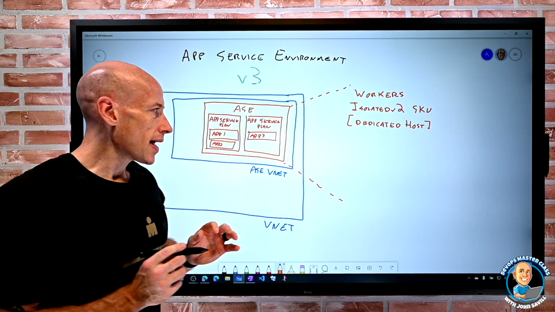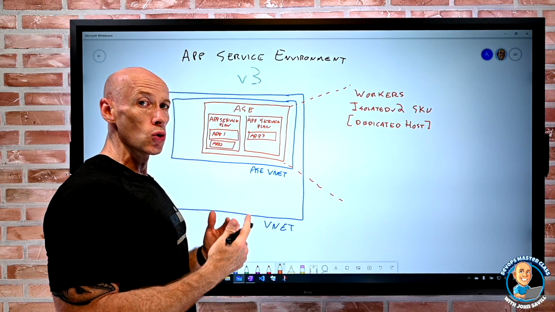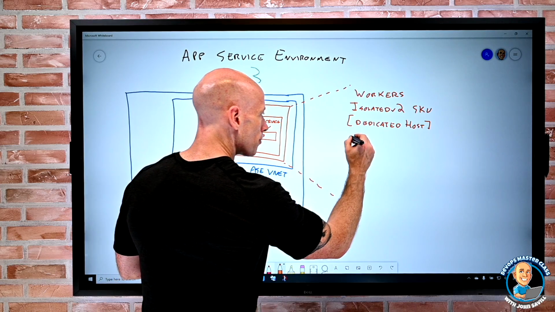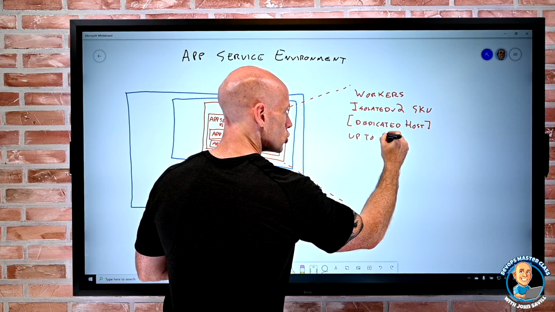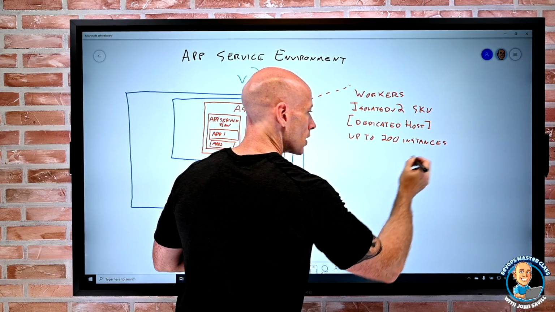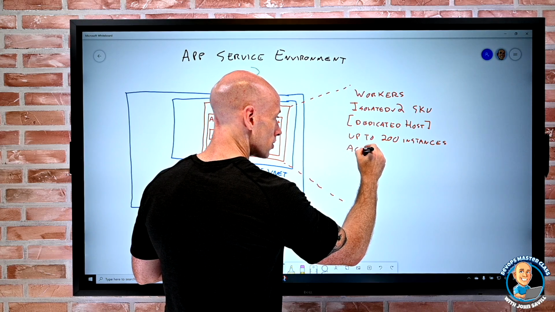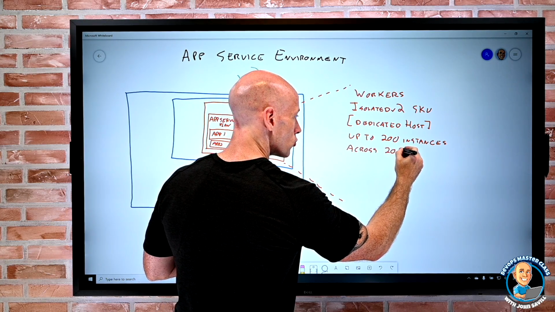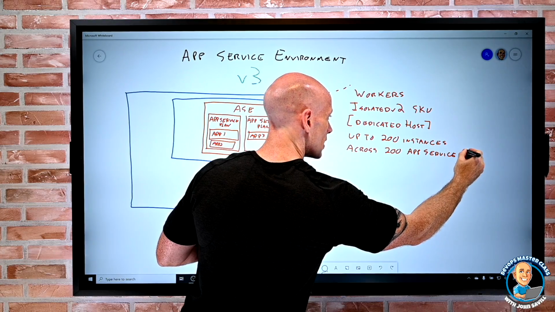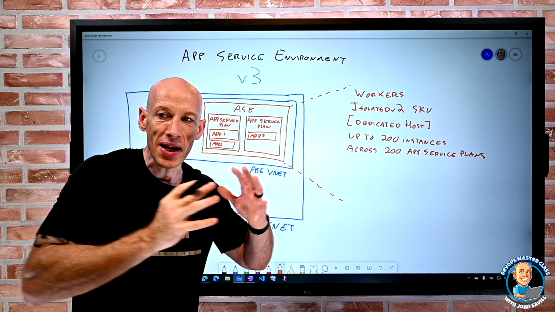Now, in terms of the scale, always think about the instances of these isolated V2 SKUs I'm going to put into this ASE V3. I can have up to 200 instances. Now, those 200 instances can actually be spread across 200 app service plans. Now, it's 200 in total. So I could have 200 app service plans with one instance each.